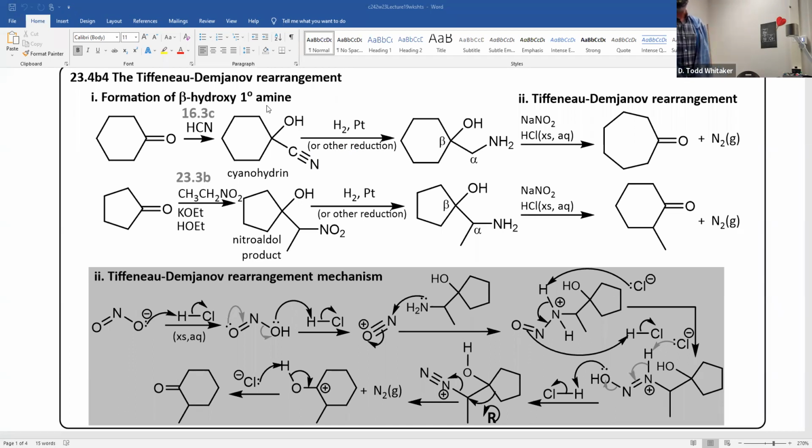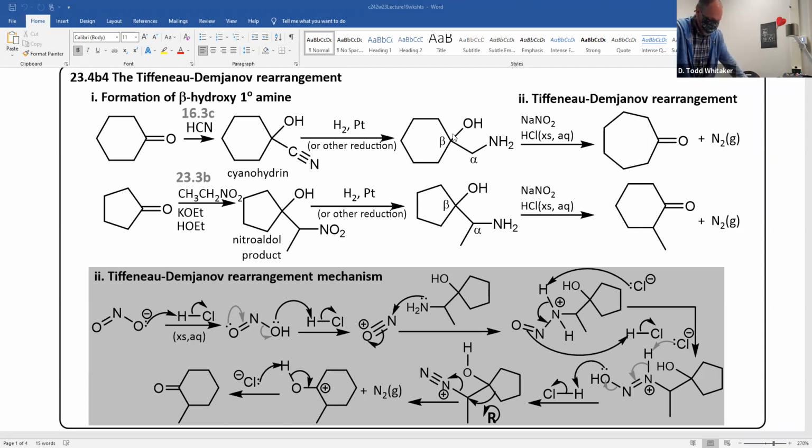Okay, how do you make a beta hydroxy primary amine? Hydrogen cyanide did it for us way back in chapter 16.3. Cyanohydrin formation mechanism. You can review that one because it might show up on a test. And then, yeah, you can reduce a nitrile. Nitrile with H2/Pt makes a primary amine. You could have used sodium borohydride as well, or lithium aluminum hydride.